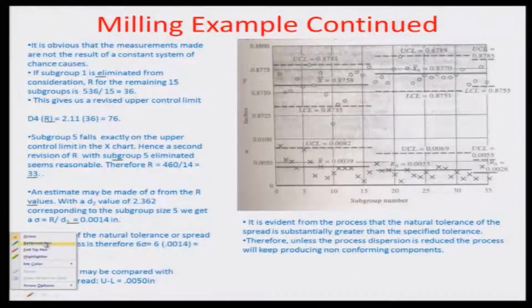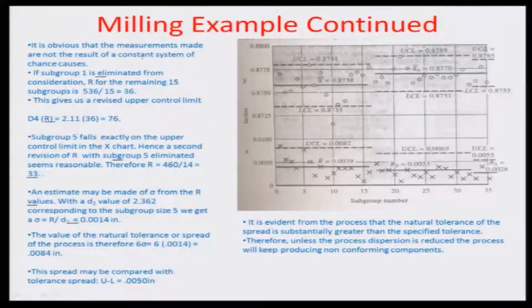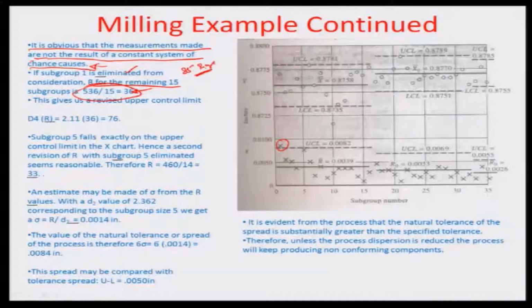So obviously the first thing that we have to understand from our discussion in the last module was that it is obvious that the measurements made are not the result of a constant system of chance causes. If subgroup 1, for example, which corresponds to an R bar falling out of range, is eliminated from consideration, the R bar for the remaining becomes equal to 536 by 15, that is 36. So you are removing the 85 range which is out of the upper control limit of the ranges in order to replot. Okay.